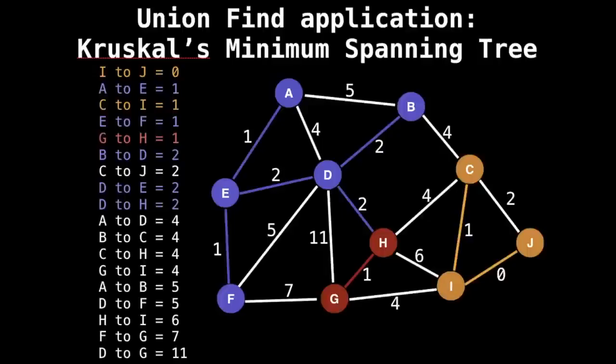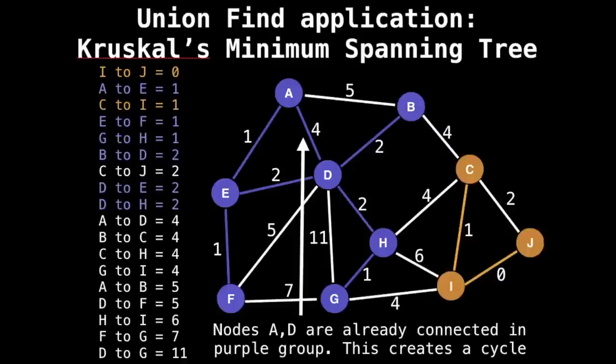Next edge would be D to H. H belongs to group red, and D to purple, so merge the groups together. Let's say they both become group purple. Next up, we want to add edge A to D, but A and D already belong to the same group, so that would create a cycle. So we don't want to include that edge. So skip it.